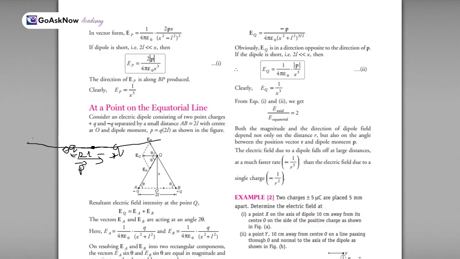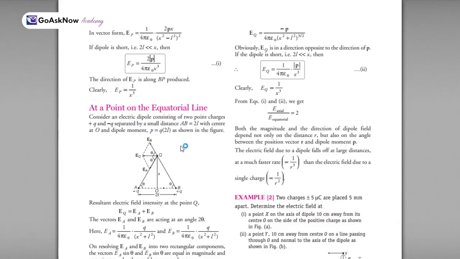I have shown you that. But what is the equatorial line? That is perpendicular to the axial line. So this is your equatorial line that will pass through the center of the dipole, and the distance should be measured from this point only. Okay. So let's find out what the calculation is here. Consider an electric dipole consisting of two point charges minus q and plus q separated by a small distance 2L.